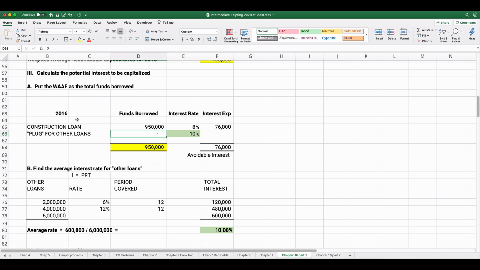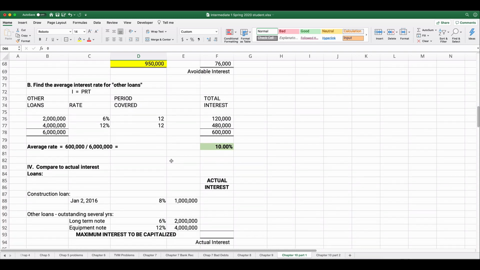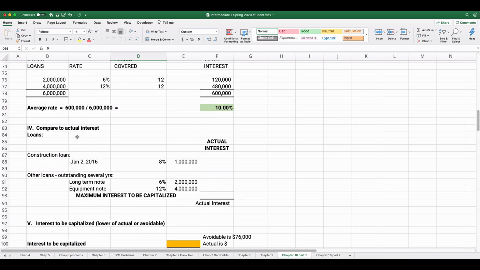All right, so we've calculated the weighted average accumulated expenditures. We've calculated the avoidable interest, and we had to calculate the interest rate for the other loans. This is really the weighted average interest rate. And we're going to compare this to actual interest. So step number 4, let's compare this to actual interest.